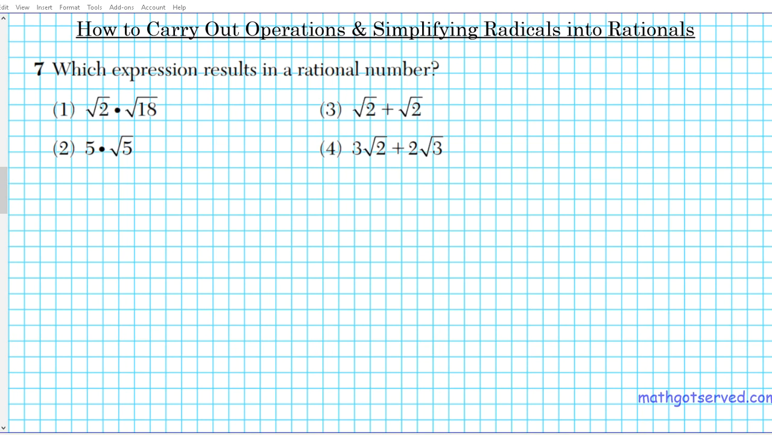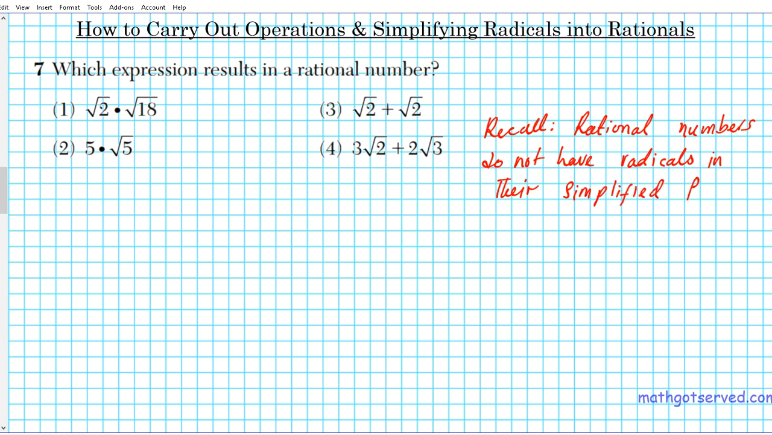So we need to remember what rational numbers are. In order to do well on the Regents exam, you need to know what your rational numbers are. Okay? So all these involve radicals. So let's focus on how to identify a rational when it's presented in radical form. So recall, you need to remember that rational numbers do not have radicals in their simplest form. Okay, so if you simplify a radical completely and there are no radicals present, then that radical is a rational.